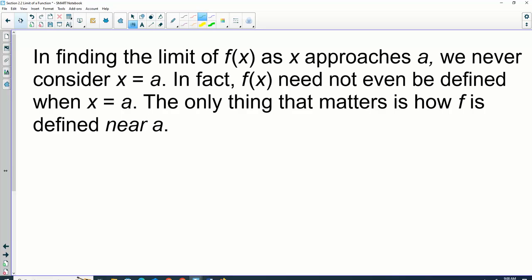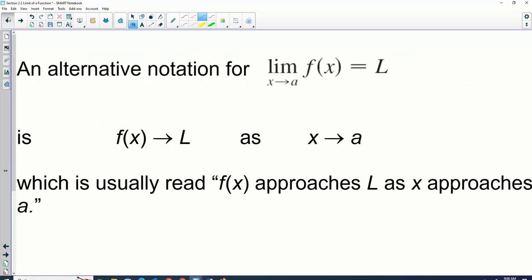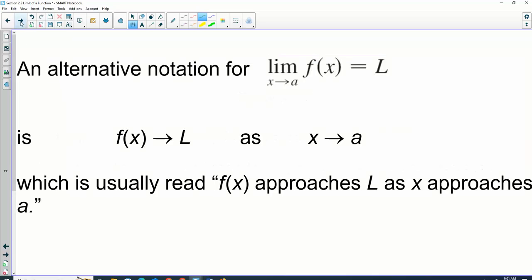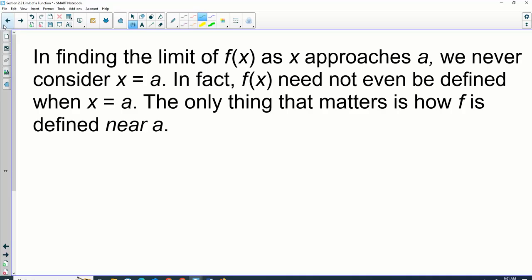All right, but here's the tricky thing. So in my function, if I just put in 2, 4 minus 2 plus 2 is 4, right? So it's the same thing as just plugging it in. However, that's not always the case. A limit actually doesn't care what happens at that point. It happens as you get close to that point.